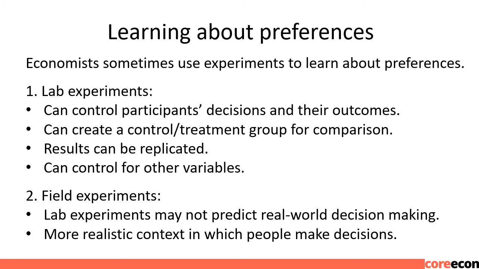Learning about preferences. To learn whether people care only about themselves or are altruistic and care about other people, economists sometimes use lab and field experiments. Lab experiments, benefits: they can control participants' decisions and their outcomes, can create a control and treatment group for comparison. Results can be replicated, and other variables can be controlled for.